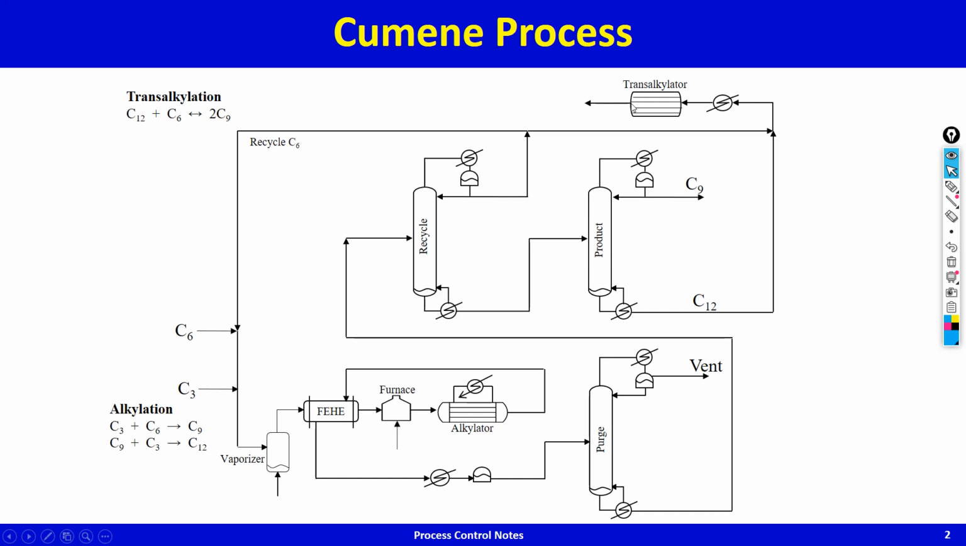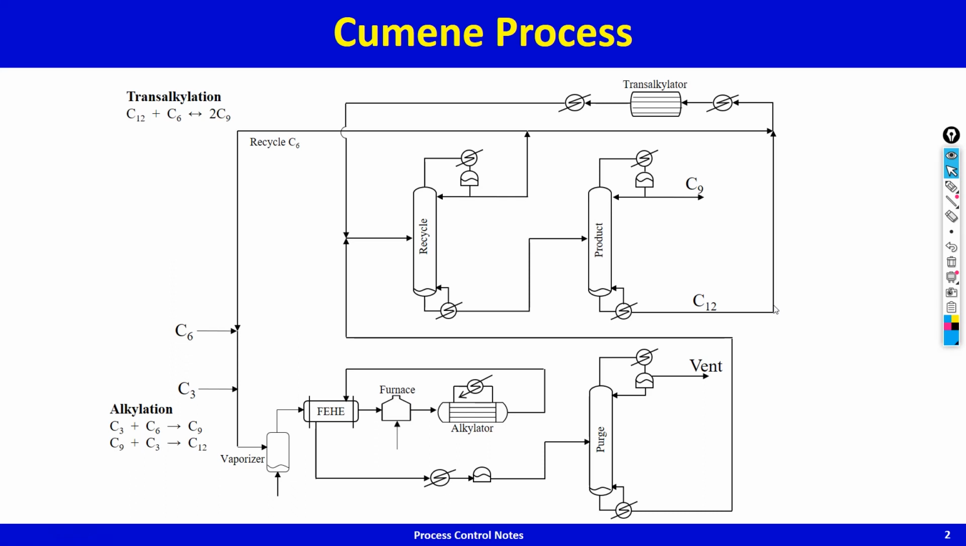The transalkylator outlet, the hot reactor outlet, is cooled, and after cooling it will contain what? It will have a lot of C9, some unreacted C12, and the C6 that you put in. So we need to separate C6, C9 and C12. The correct location for that is the recycle column, because it is the recycle column that recovers C6. So C6 will go out here, C9 will go out here, and any C12 that is being recycled here actually goes down here.